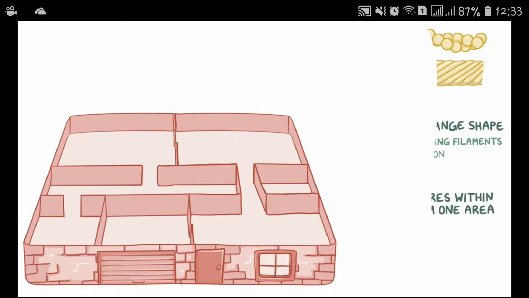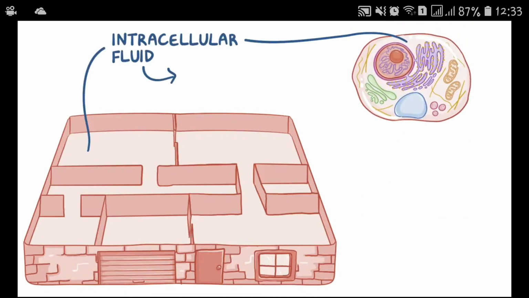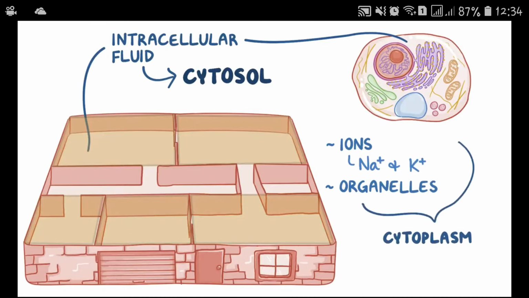Now that the apartment is built, let's fill it in. The cell is filled with intracellular fluid called cytosol, which contains various ions like sodium and potassium. In addition, cells have a number of organelles, which are like little rooms within our apartment. And together the cytosol and the organelles make up the cytoplasm of the cell.